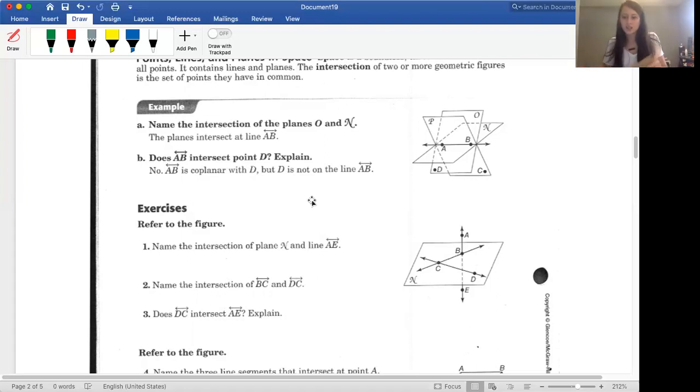So what's interesting is when two planes intersect, they actually create a line, because the place where they overlap, where the two overlap, I'm gonna just draw a line right here where they touch.